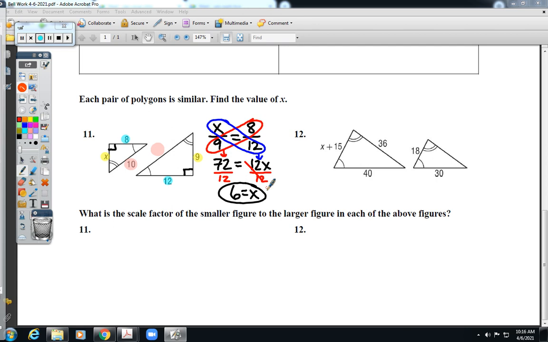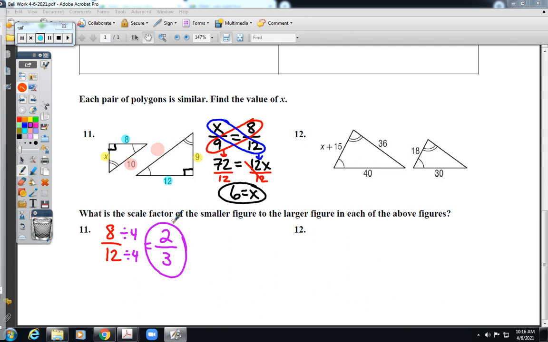If we say the scale factor of the smaller to the larger, which number's bigger, 8 or 12? 12. So 12 goes on the bottom. The scale factor would be 8 over 12, except we need to reduce it. What's 8 over 12 in simplest form? So the scale factor of the smaller triangle to the larger triangle in number 11 is 2 to 3.